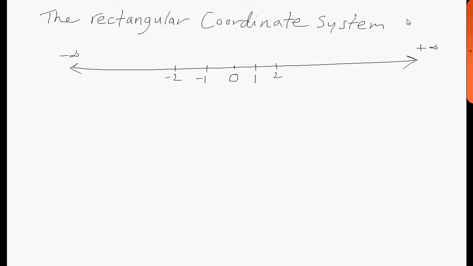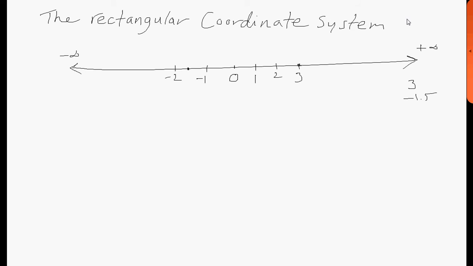So for example, if I say the point 3, then you know I am talking about this point. If I say the point -1.5, then you know I am talking about this point. This is the point -1.5. So any point on this line can be described by just one number.